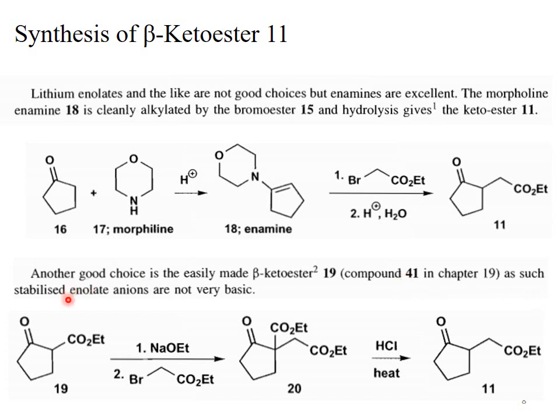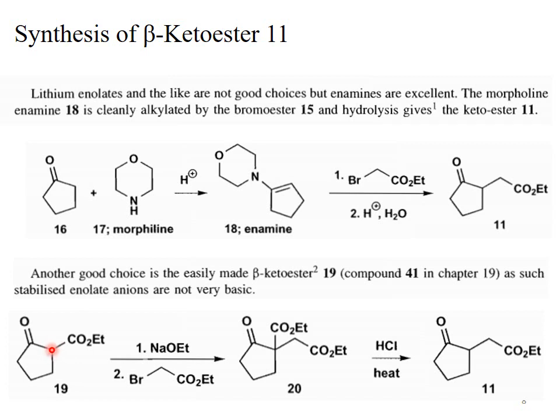Then the resulting intermediate is subjected to hydrolysis. As a result of this hydrolysis, the morpholine base is removed, is deprotected, and leaves behind compound number 11, that is our beta keto ester, and that is our target molecule.